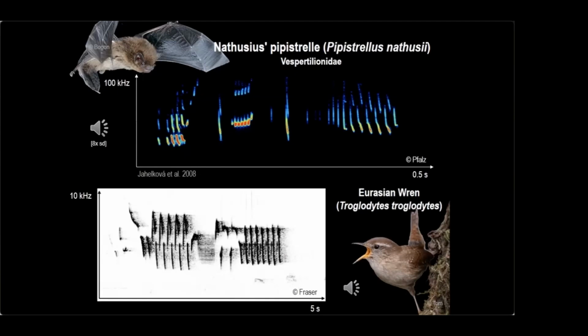And the third example I brought you is from a European bat species. That's the Natusius pipistrelle, Pipistrellus natusii. And this species has a motif-like song structure, very distinct, also I think very beautiful one, that can, for instance, be compared to the song of the Eurasian wren, which you see down here.